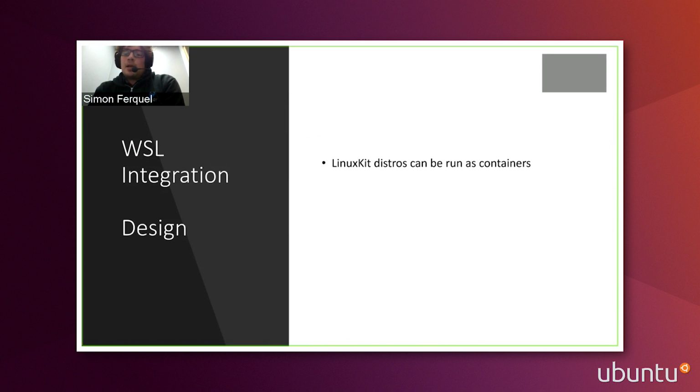From this big picture about the existing architecture and our challenges, when we designed the WSL integration, we realized that LinuxKit distros can actually be run as containers. That's actually how we test LinuxKit distros traditionally. And what if we could create some kind of container in WSL2 that could run a LinuxKit distro?